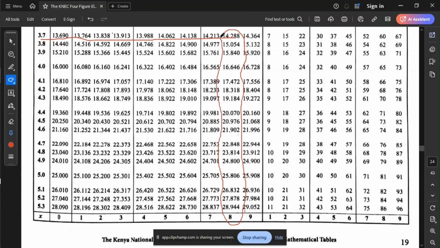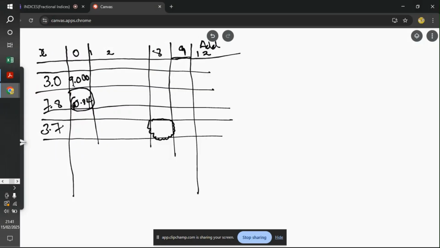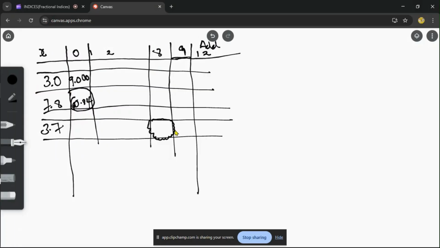Let me illustrate for us. So this is, you can see where they are coinciding. So if you read for me the value here, what can you see here? This is 14.288. So I come in my table and write that the value that falls here is 14.288. That is what you have there.